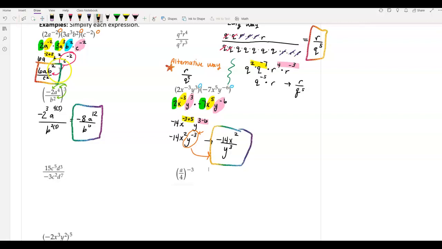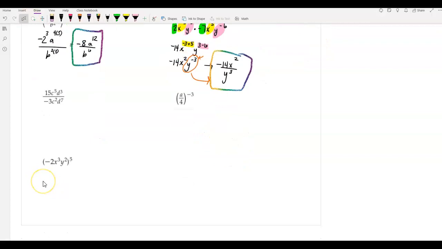All right. Next example. Let's do our coefficients first. 15 divided by negative 3. Well, in our calculator, that gives us 5. All right, we have c to the 5th over c squared. Where is our largest c? Is it in my numerator or my denominator? Well, c to the 5th is larger than c squared, so it is in our numerator. And now we just subtract. 5 minus 2 is 3.